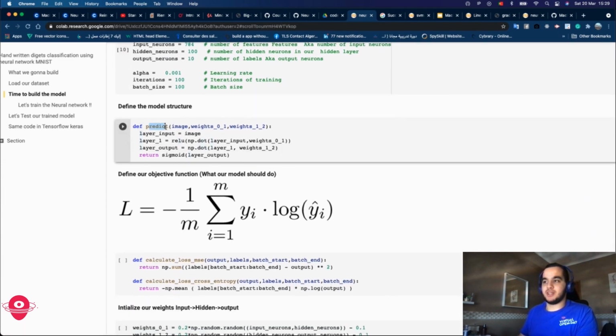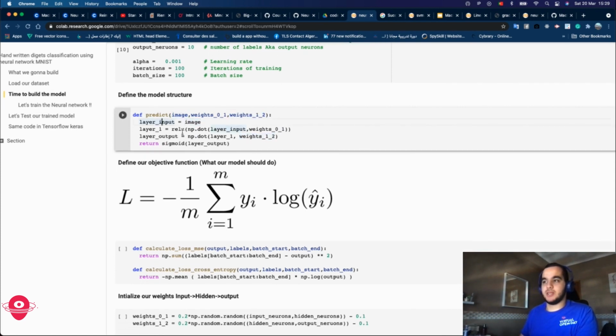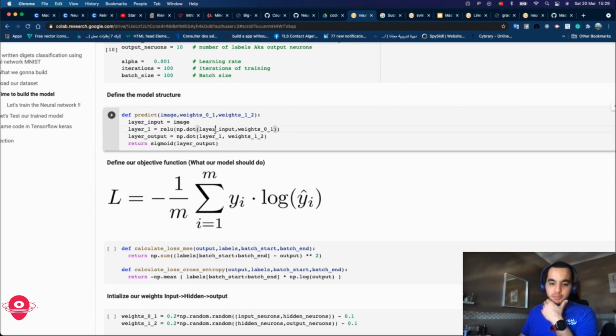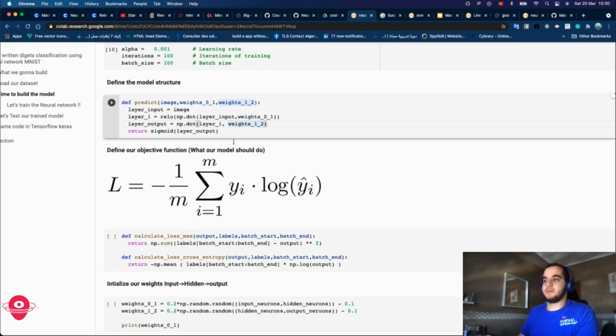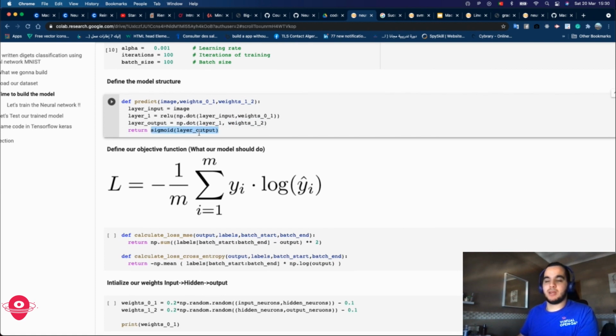Let's now define the prediction function, so basically the function of our neural network. It's going to take an image as an input, the weights between the input and the hidden layer, and the weights between the hidden and the output layer as matrices. It reads the image and applies ReLU on the dot product between the image and our weights, our synapse. The output layer is the same thing: the dot product between layer 1, the hidden layer, and the weights between it and the next layer. And in the end, we apply the sigmoid that we talked about on the output layer.